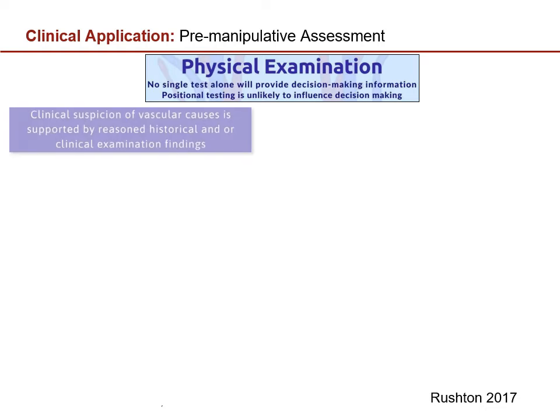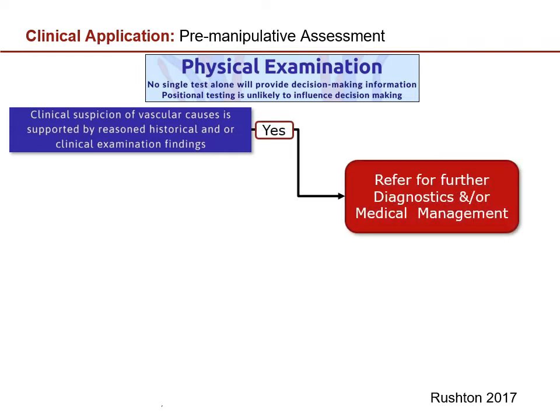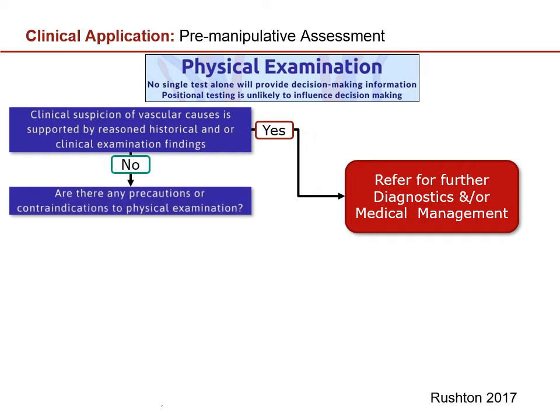Okay, so then what do the physical exam elements consider? And you're going to go through the same sequence and mental steps as you did with the cervical. After my questioning, is there suspicion of vascular and or, in this case, visceral causes supported by the reasoned historical and or clinical exam findings, or that is to say, though you may not have yet gone through the clinical exam, certainly through the patient history. If yes, referring for further medical management and workup.